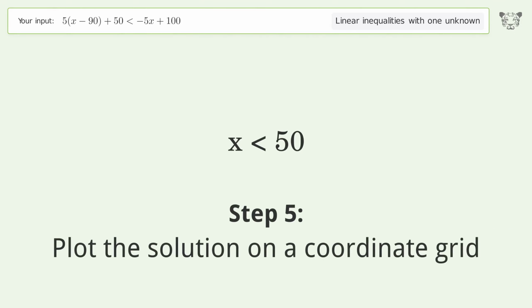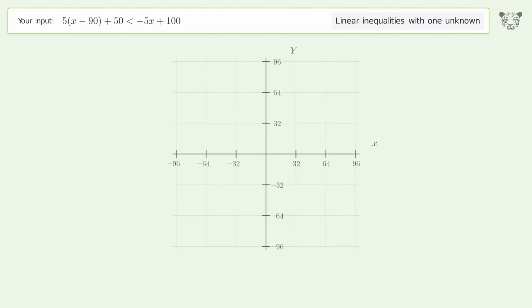Plot the solution on a coordinate grid. And so the final result is x smaller than 50.